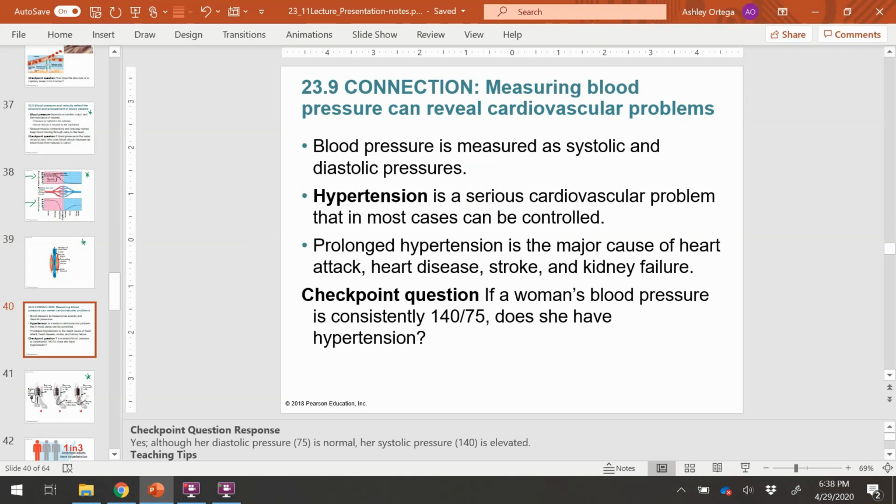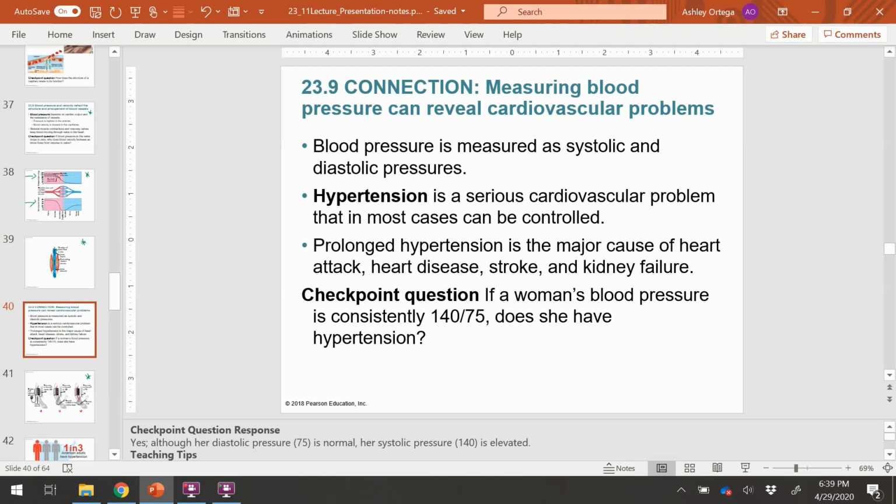Another connection between heart and cardiovascular problems and blood pressure is something called hypertension. This is a very serious cardiovascular problem that is essentially an elevated blood pressure. Looking at blood pressure, you measure both systolic and diastolic pressure, and an elevation in either one of them can lead to hypertension. Prolonged hypertension is a major cause of heart attack, heart disease, stroke, and kidney failure.